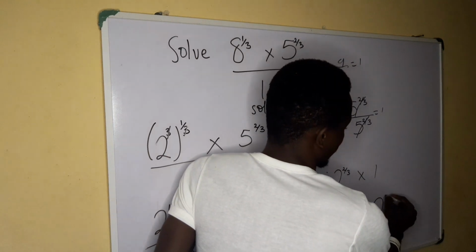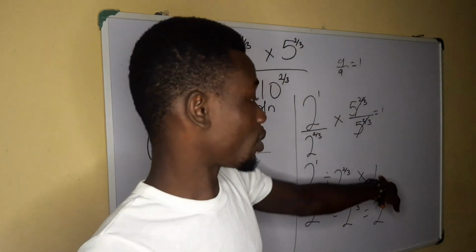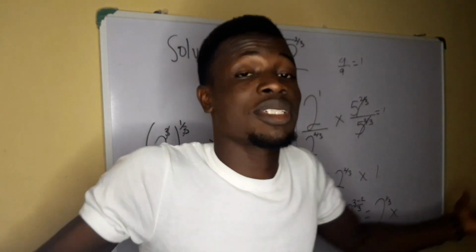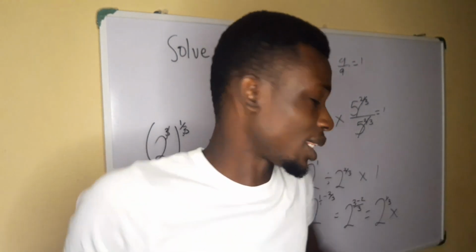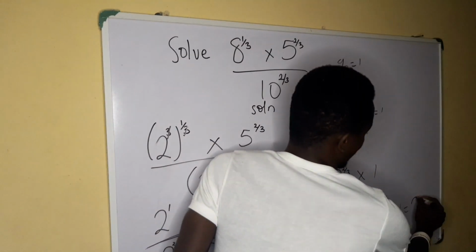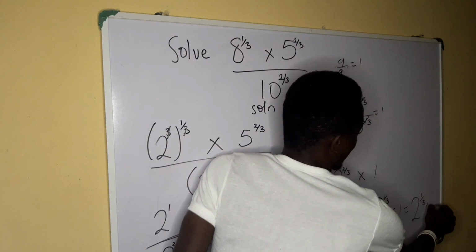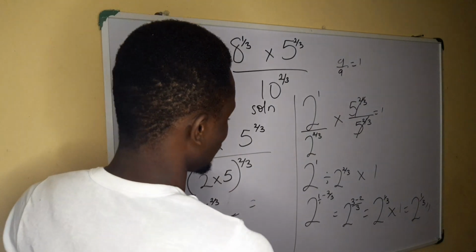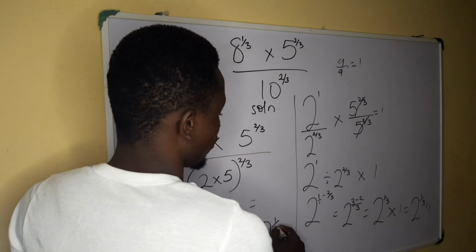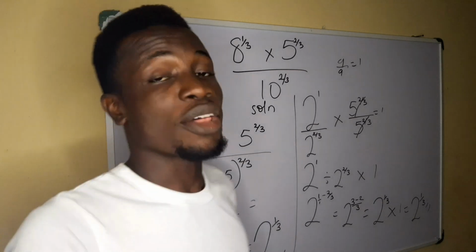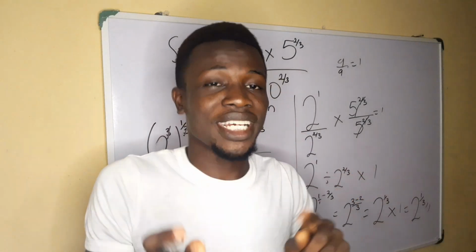2 to the power of 1 over 3 times our 1 that is here. You know that if you multiply 1 with anything, it's going to give you back that thing. So times 1 is going to give us 2 to the power of 1 over 3. So our final answer here is 2 to the power of 1 over 3. Okay, you got that right? Bye.